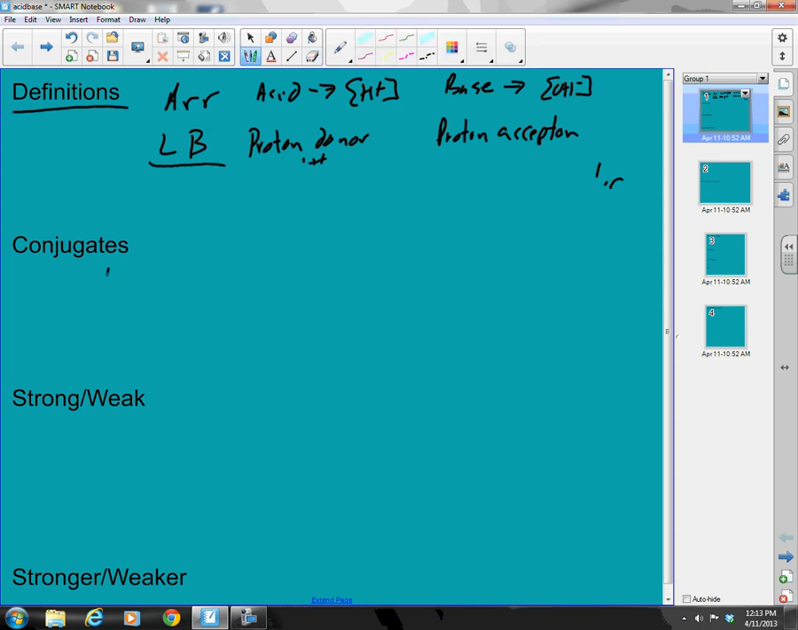Good. Conjugates. Conjugates have to do with our second definition, our Lowry-Bronsted, right? And so if I have something like nitrous acid plus water, what are we going to form? We're going to form hydronium plus nitrite. In every Lowry-Bronsted acid-base reaction, there is an acid and a base on one side and an acid and base on the other. And so how do we figure this out? My hydrogen is being transferred here. So this is my Lowry-Bronsted acid. This is my proton acceptor. This is my Lowry-Bronsted base.